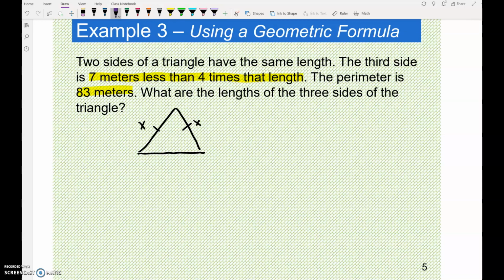So 7 meters less than 4 times that length. First, let's talk about 4 times that length. What do you think that would be? 4x? 7 meters less than that would be minus 7.